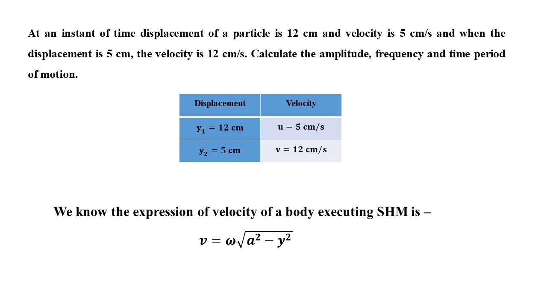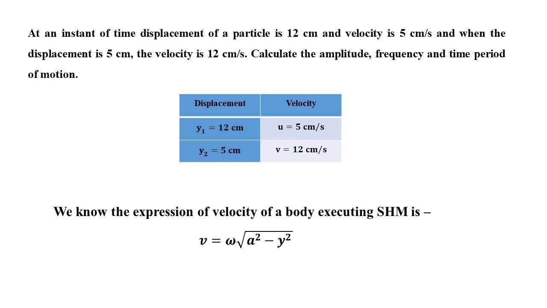So in this problem, numerical values of the velocities are given as u equal to 5 centimeter per second and v is 12 centimeter per second, at y1 equal to 12 centimeter and y2 equal to 5 centimeter respectively. So we have to obtain amplitude, frequency and time period of the motion.